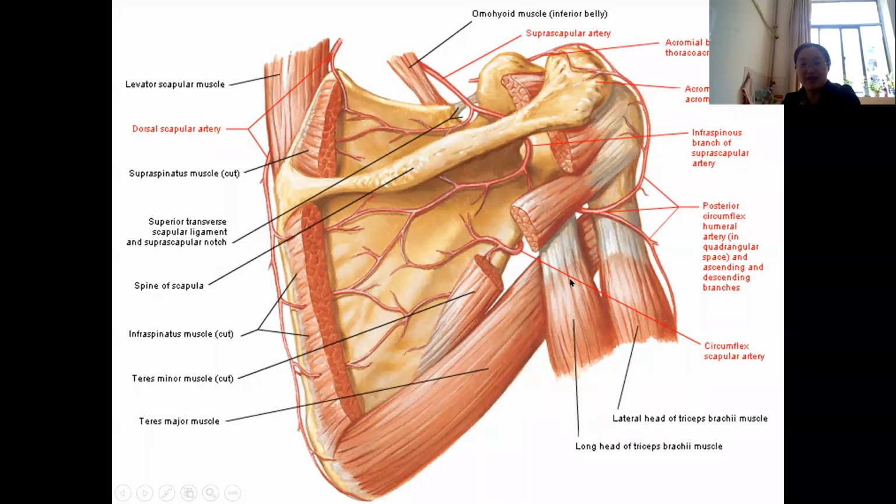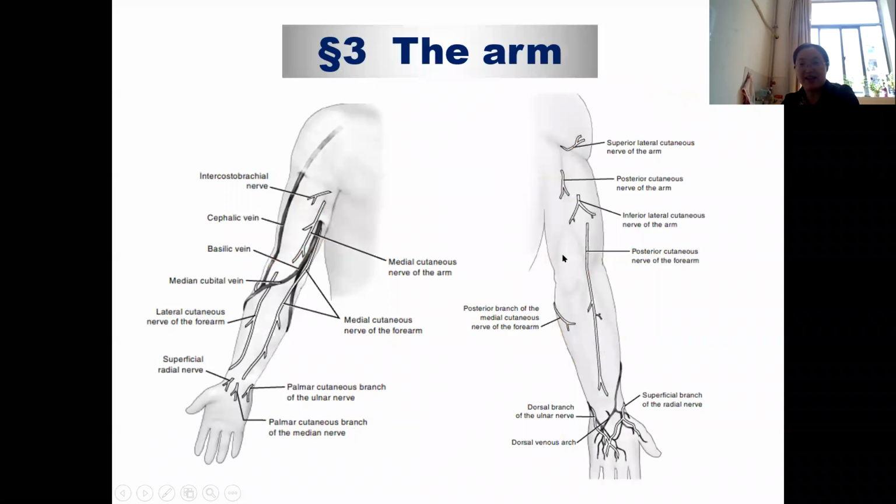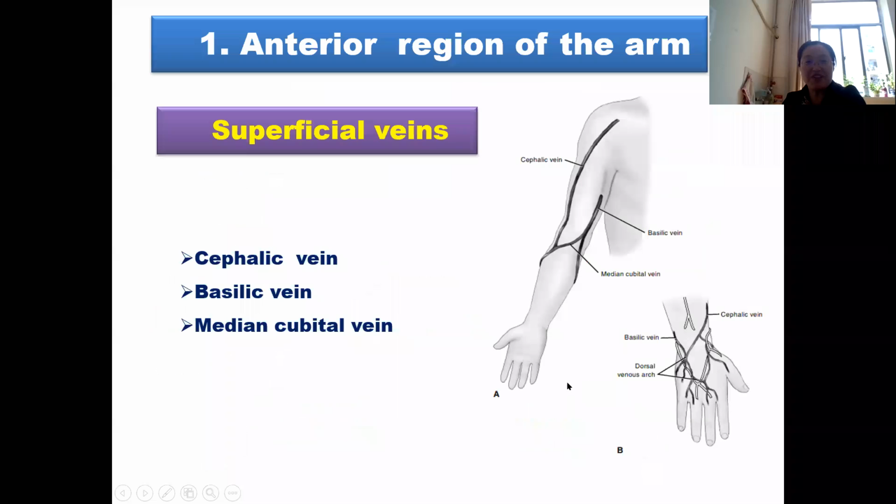Again, I'll show you the blood vessels here. For the arm region, the superficial structure, we ask you to master these three veins, for both the arm and forearm. We just describe them together, okay? So the superficial veins, three veins, I'll repeat again.